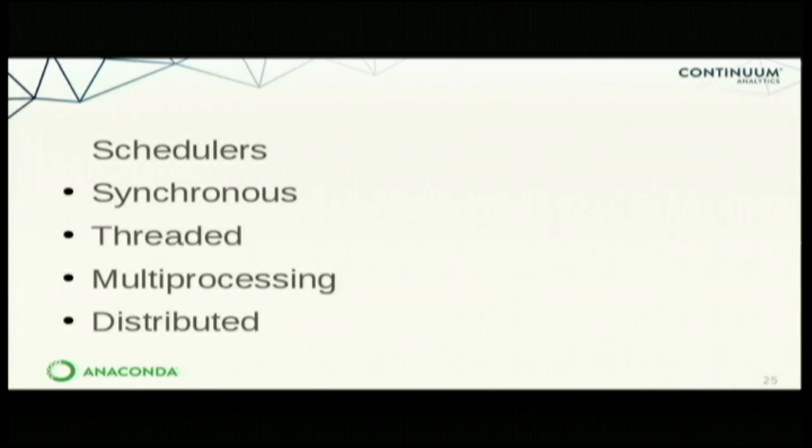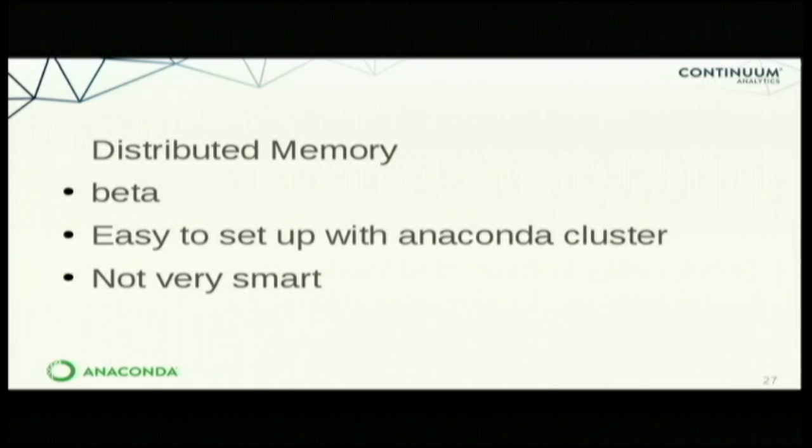So here are 4 schedulers. I think I already mentioned these, the shared memory ones. And there is a distributed memory scheduler. It's in beta, and I probably shouldn't talk about it because it doesn't work very well. I would definitely advocate that if you think you have too much data, you should try it on one computer first before going to a cluster. But it's kind of fun to do things with a cluster. And Continuum has a tool called Anaconda Cluster where you can spin up a bunch of AWS instances and compute dask graphs on them.